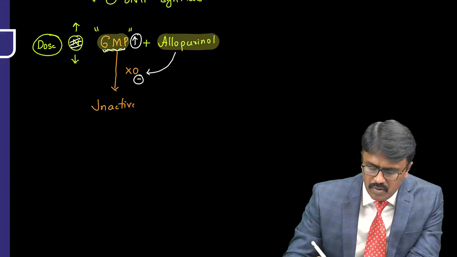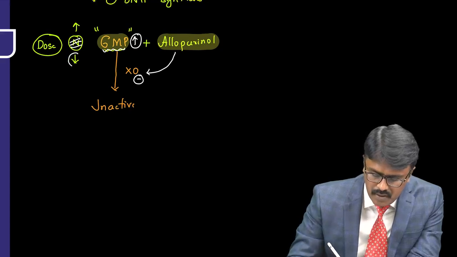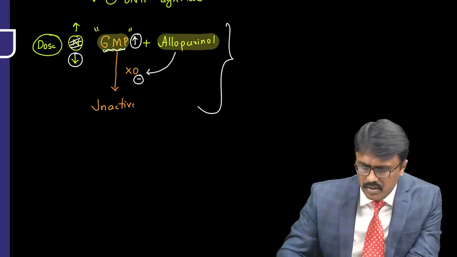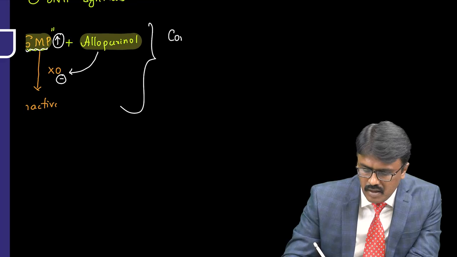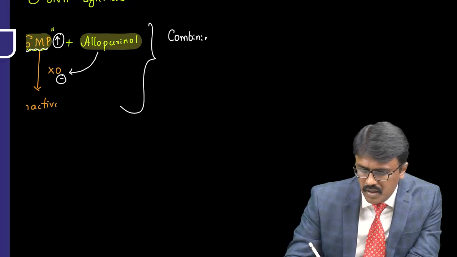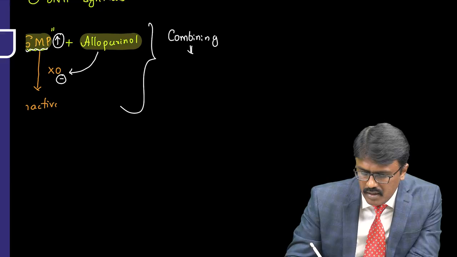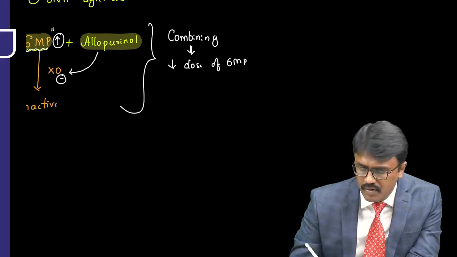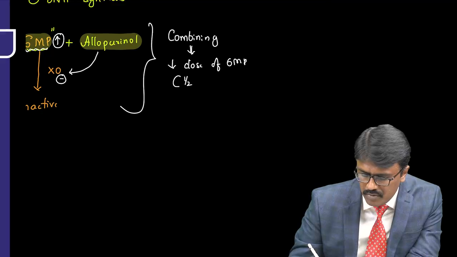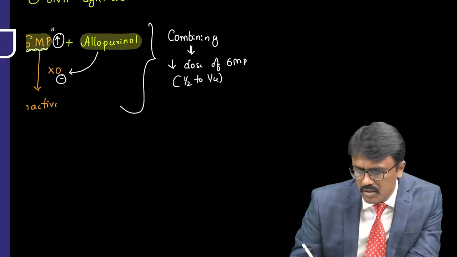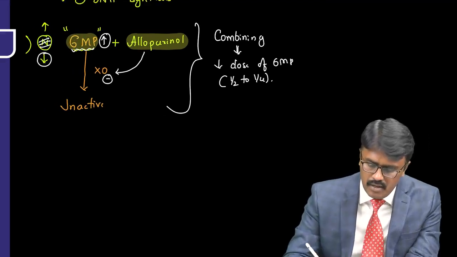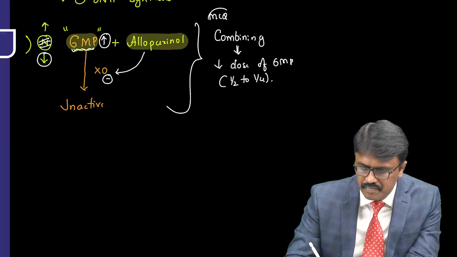So if you are combining both of them together, the right approach is to decrease the dose of 6-mercaptopurine, and you can decrease it up to half to 1/4 of the original dose. Half to 1/4 you can decrease it. A very commonly asked question in exam.